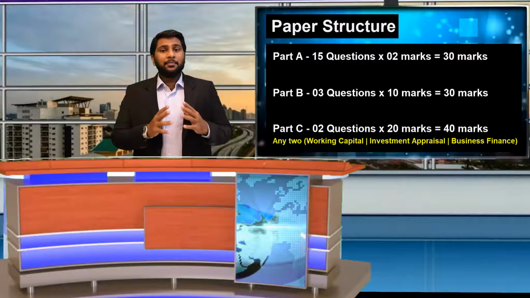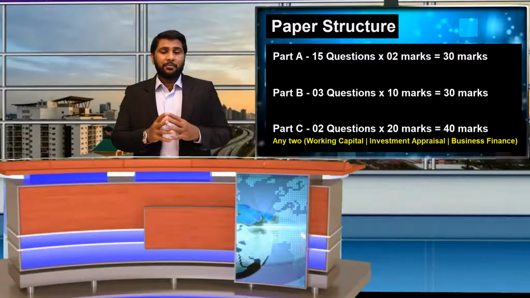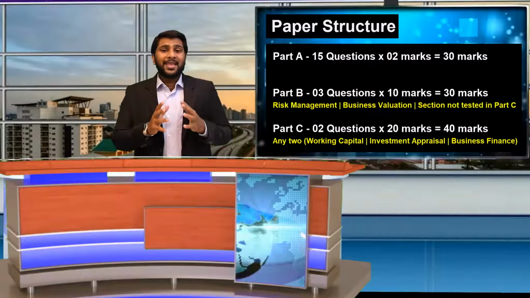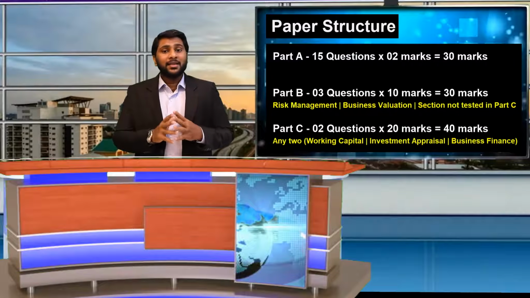And next is Part B of your paper. If you take Part B, I said there are 3 10-mark scenario based questions. One scenario based question will be from risk management, another scenario based question will be from your business valuation. The remaining third scenario based question will be from the area that they didn't test from Part C of your paper.